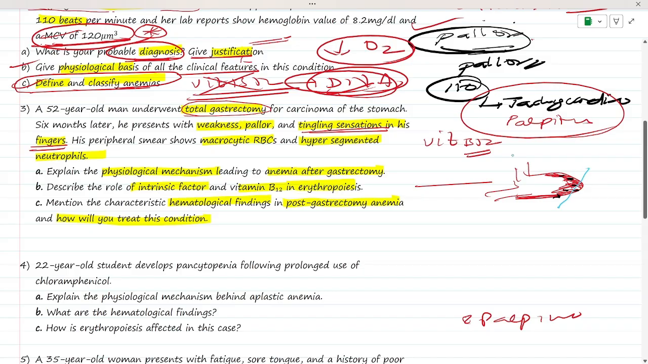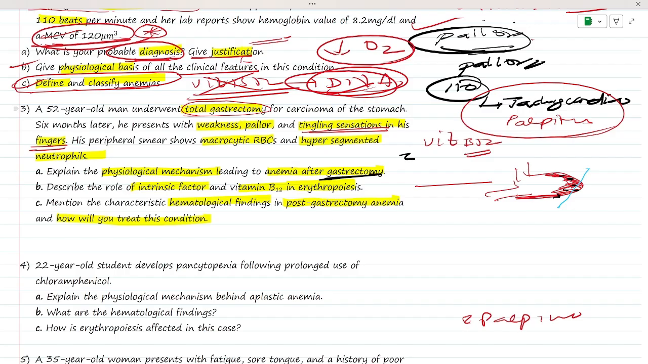Due to this damaging of parietal cells, there will be no secretion of intrinsic factor. If there is no secretion of intrinsic factor, obviously there will be no absorption of vitamin B12. If there is no absorption of vitamin B12, there will be megaloblastic anemia. I hope you are clear why anemia occurred after gastrectomy here.